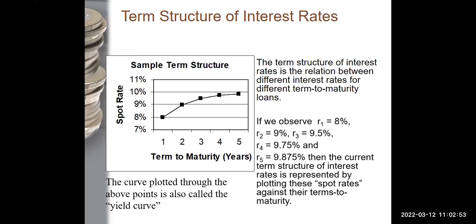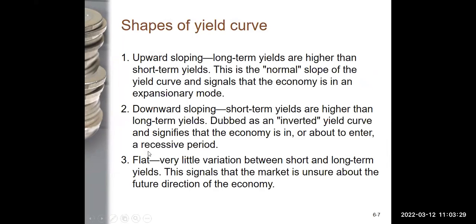So then the current term structure of the interest rates is represented by plotting these spot rates against their terms to maturity. How long it will take for this bond to mature. How long this bond will take to get your money back. So if this period is 1 year, you have a different rate that you expect from the bond. If the period is 2 years, you expect a different interest rate. Similarly, as the period 3, 4, 5 increases, of course, the requirement or the yield actually increases.